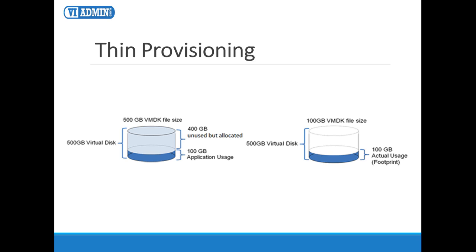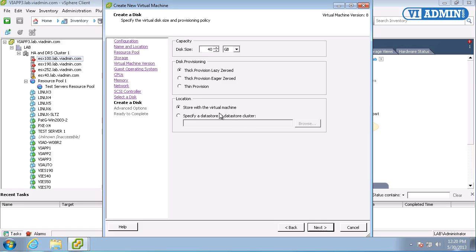With thin provisioning, you can create a 500 gigabyte virtual disk, but if only 100 gigabytes is in use, only 100 gigabytes of your VMFS data store will be utilized. If you don't choose thin provisioning in here, the ESXi server virtual disk will be monolithic and pre-extended. In other words, if you make a 40 gigabyte virtual disk, the result will be a single VMDK file of size 40 gigabytes.